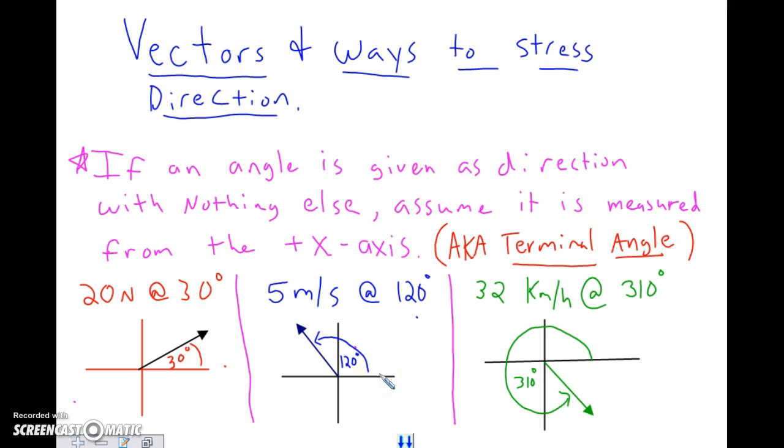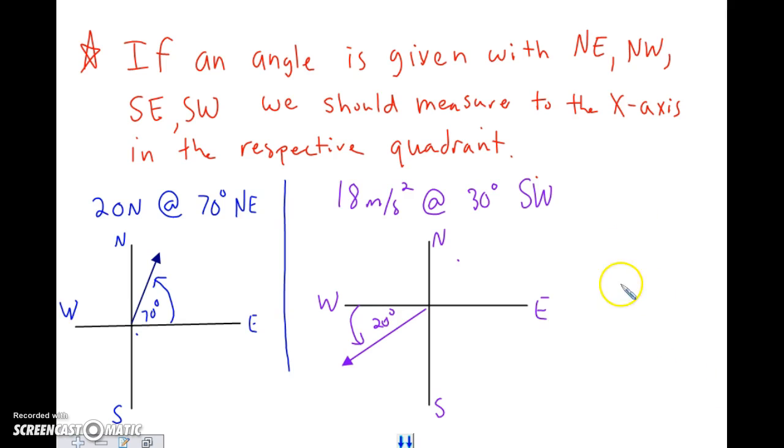So this vector would be just from positive 30 degrees. And the next one, 5 meters per second at 120 degrees, going into quadrant 2, terminal angle 120 degrees. And in this example, 32 kilometers per hour at 310 degrees, we'd see that carries us into quadrant 4. That's how we do it when there's nothing else attached to the angle. Now let's go over and see some other ways.